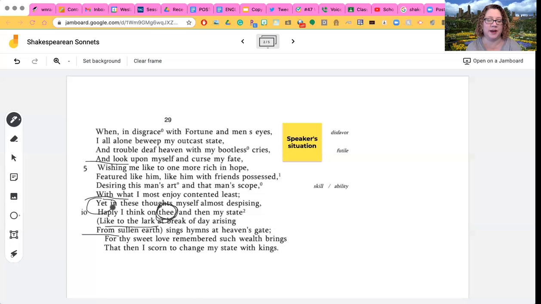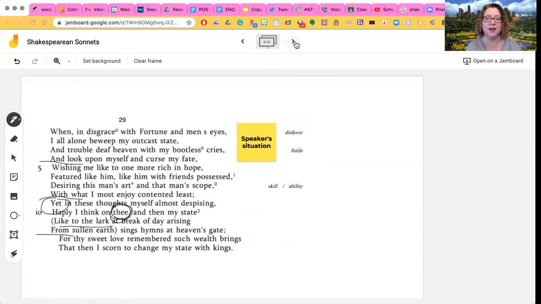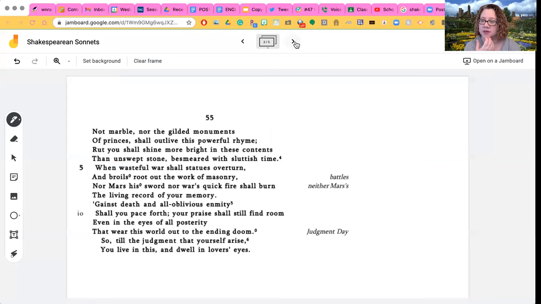So this one has that turn at the end, that idea that, well, all this might be pretty crappy these days, but at least I've got you. I don't know, that seems kind of appropriate for COVID times, this poem. It's just coming to me. Hopefully you have someone or something that can make you not want to change your state with kings. All right, I didn't see any questions on that one.